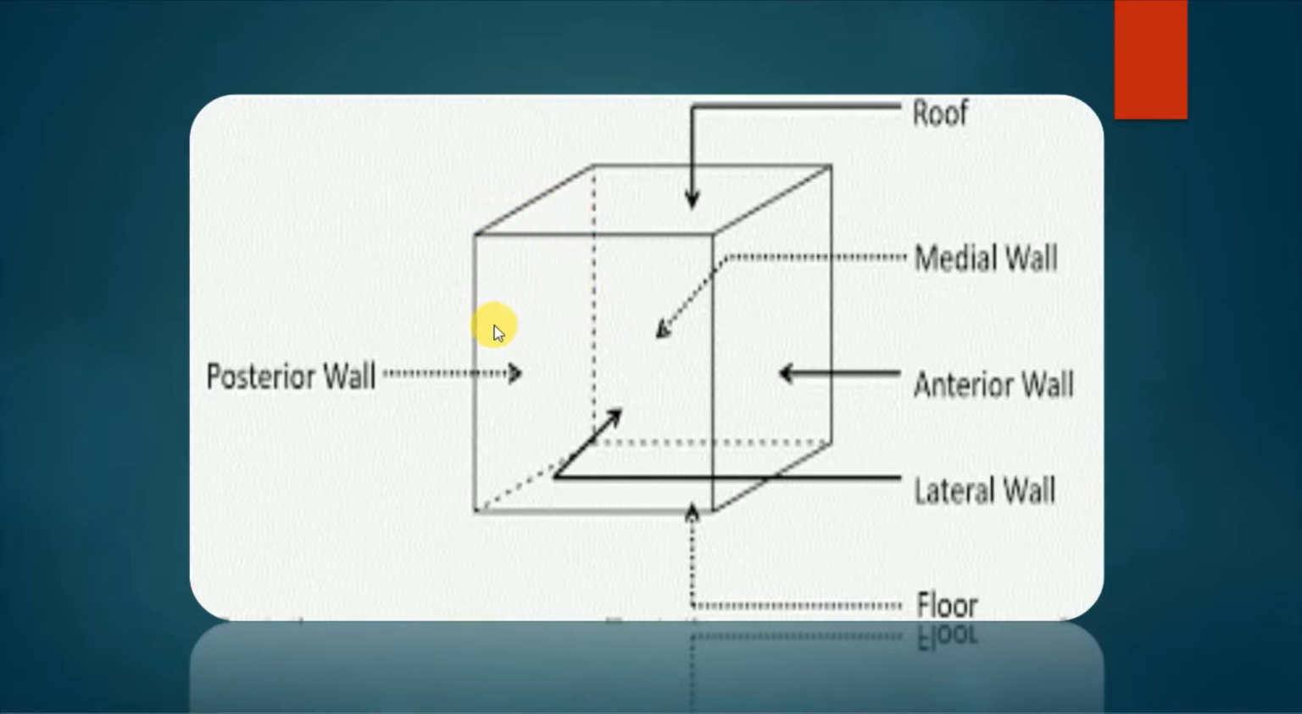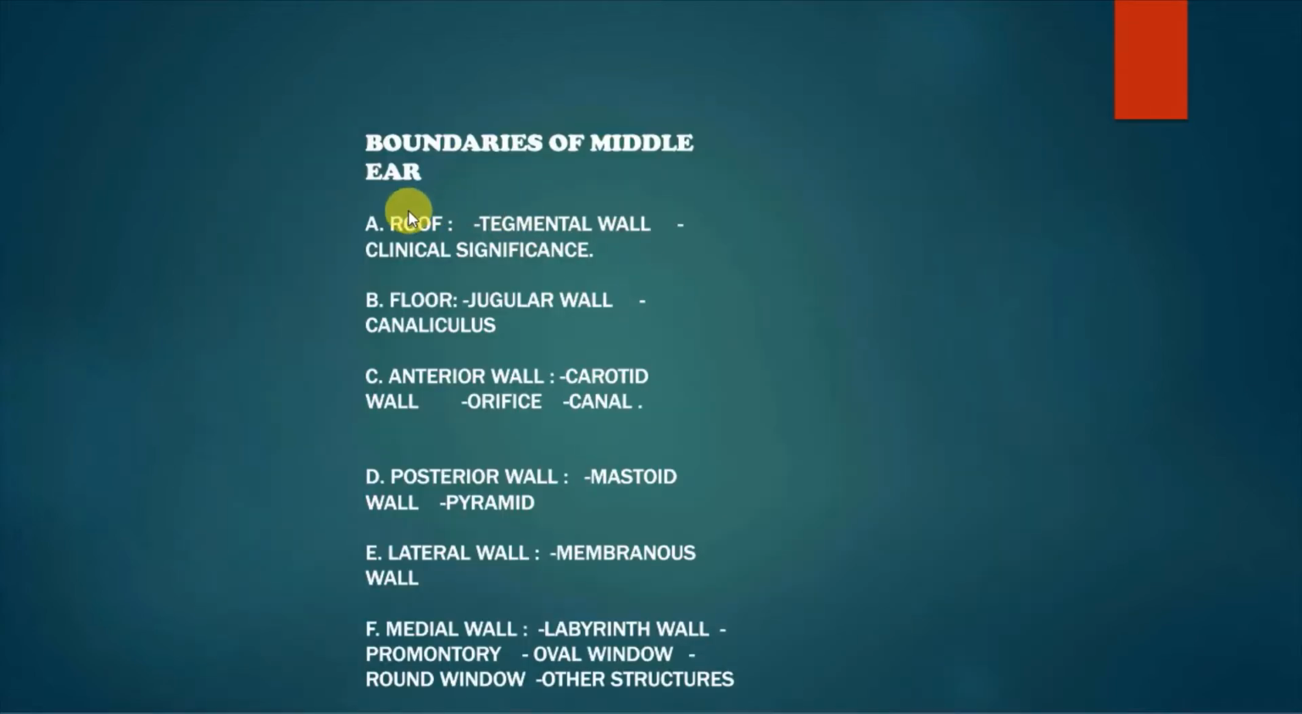Okay, this is a box diagram. We are going to use this box diagram to study the boundaries of the tympanic cavity. Now, as we can see, it has 6 boundaries. Firstly, we have the roof, which is also called the tegmental wall.